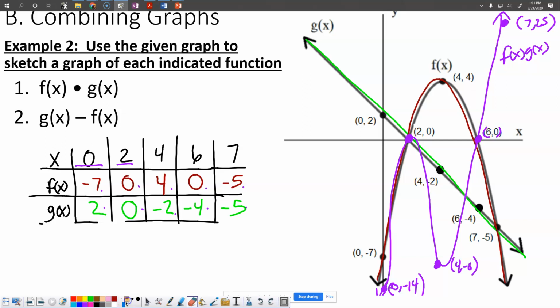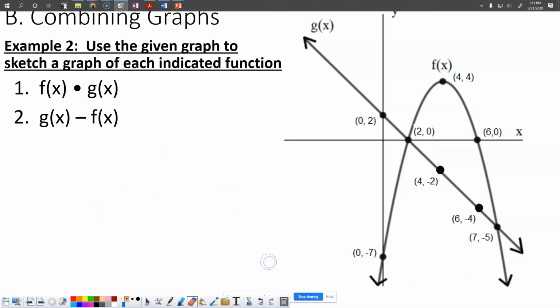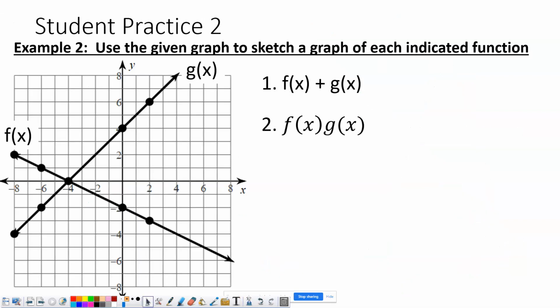Let me erase some stuff real quick. Get rid of that purple line now. Okay, so on this next slide that's coming up, I want you guys to make a table. I think I'll just erase everything. On this slide that's coming up here, I want you guys to make a table.